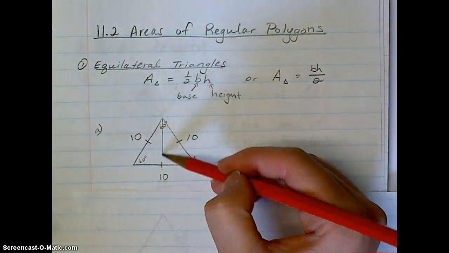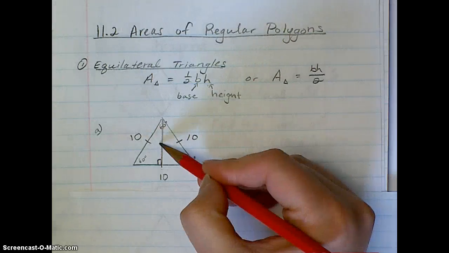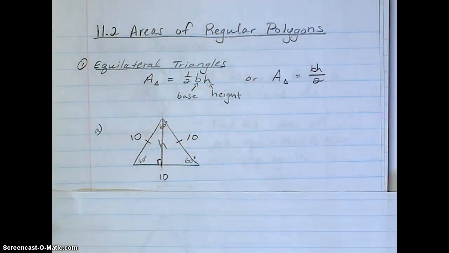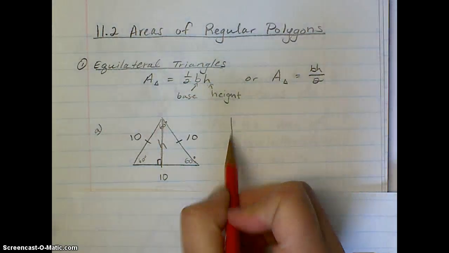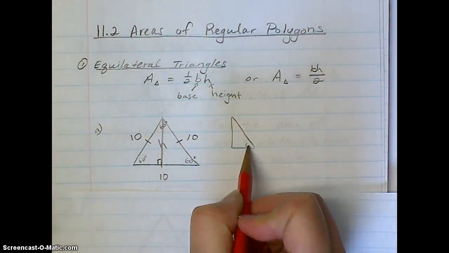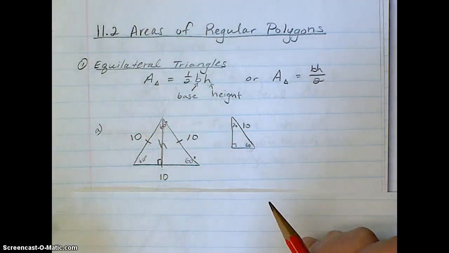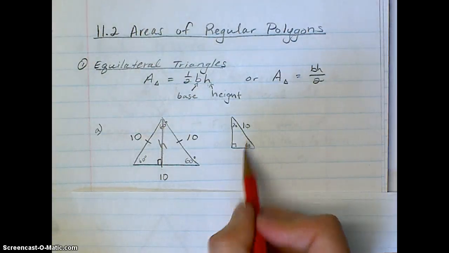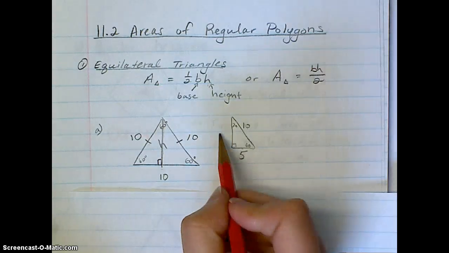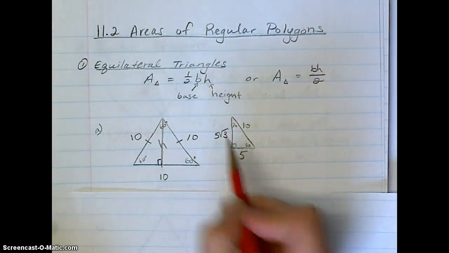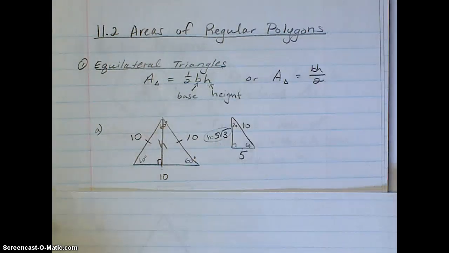And the way that you're going to find that height is just like we did with those problems where you drop the altitude. This is your height right here, this segment that we just drew in. So really what you have created is a special right triangle, a 30-60-90 with a hypotenuse of 10. According to our special right triangle rules, the short leg is half of the hypotenuse and the long leg is the short leg times √3. So really we have a height of 5√3.